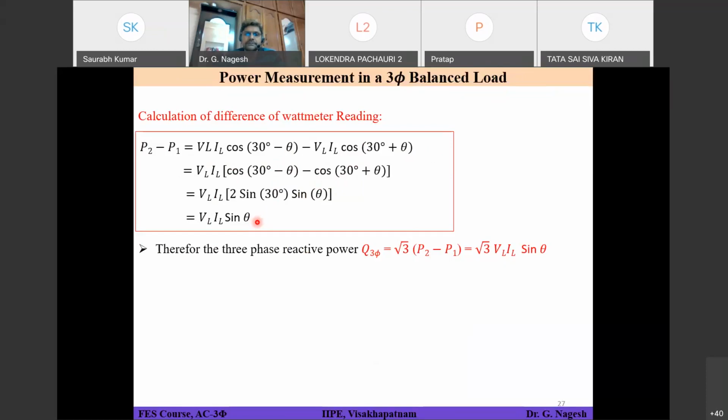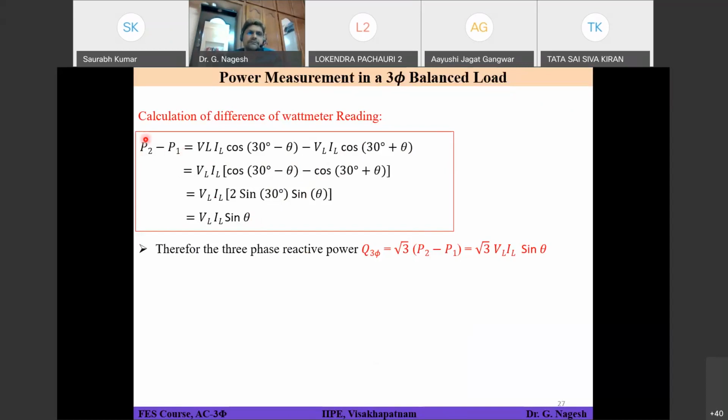Okay. So what is the general formula for three-phase reactive power, you remember? Real power in a three-phase balanced circuit, what is the formula? Total power is root 3 VL IL cos theta. So real power is root 3 VL IL cos theta, and reactive power will be root 3 VL IL sin theta. That will be the total three-phase reactive power.